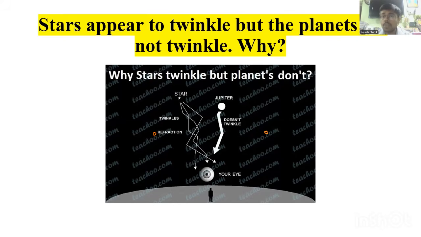When it is coming through the atmosphere, there are different molecules and different layers, the ionosphere, mesosphere, stratosphere. What will happen to the beam of light? It bends and comes to our eyes.